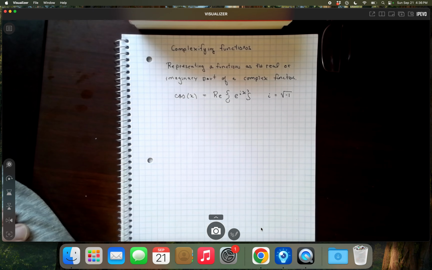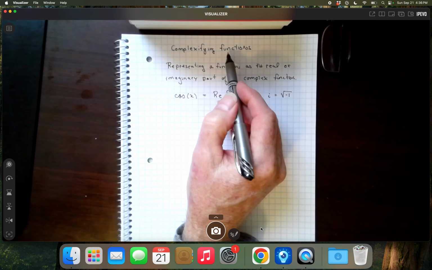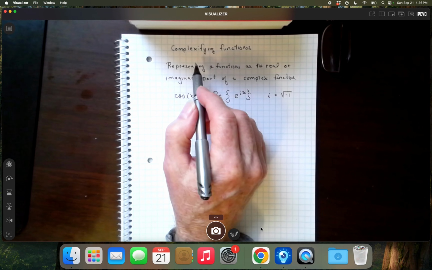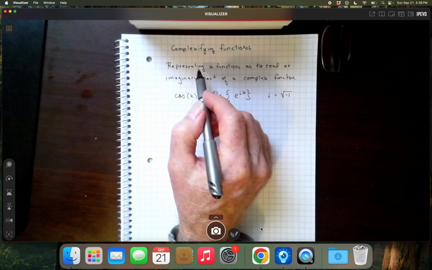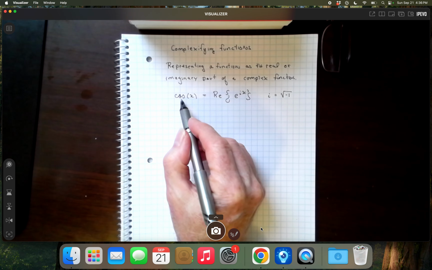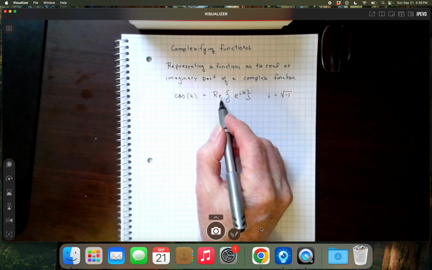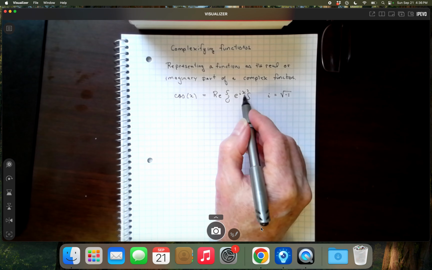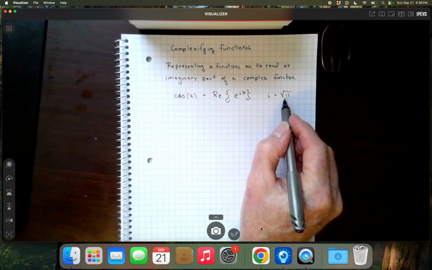Good day, everyone. This video is to explain what it means to complexify a function, how to do it, and why we do it. So first of all, we have a little definition here. Complexifying a function means that we represent a real valued function as the real or imaginary part of some complex function. Now, a simple example is the cosine of x can be represented as the real part of this complex exponential e to the ix, where i is the square root of -1.